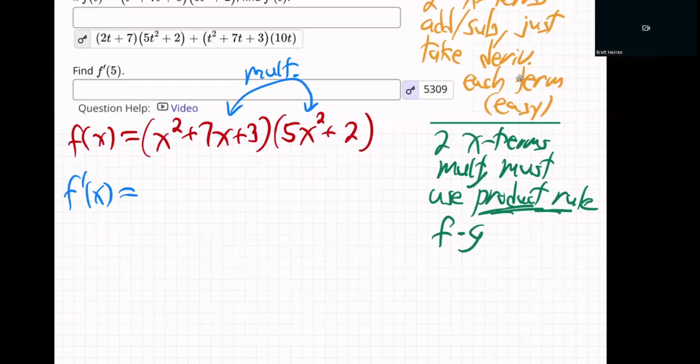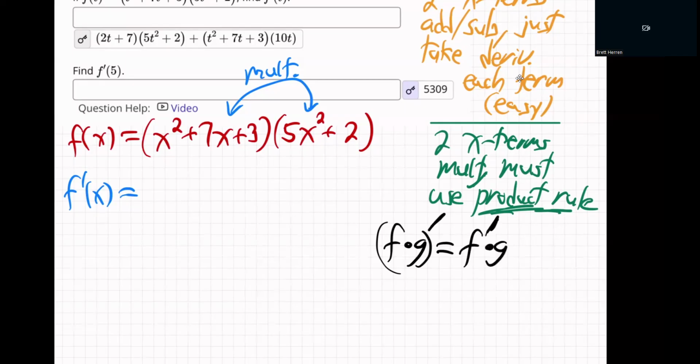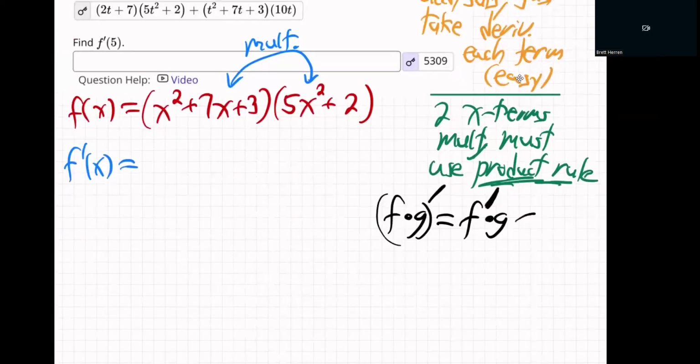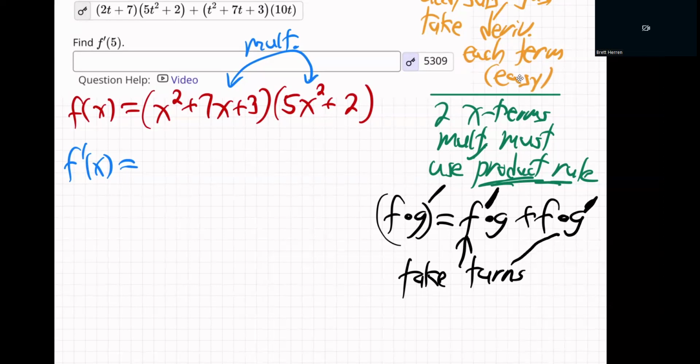Let's do it this way. The derivative of f multiplied by g. Let's say they're both functions of x. They both have x. For the derivative, you take the derivative of the first one times the second one with no derivative, plus the first one with no derivative times the derivative of the second. They take turns, in other words. The f prime goes first, and then it's the g prime's turn. That's how you take the derivative of two functions of x that are multiplied.